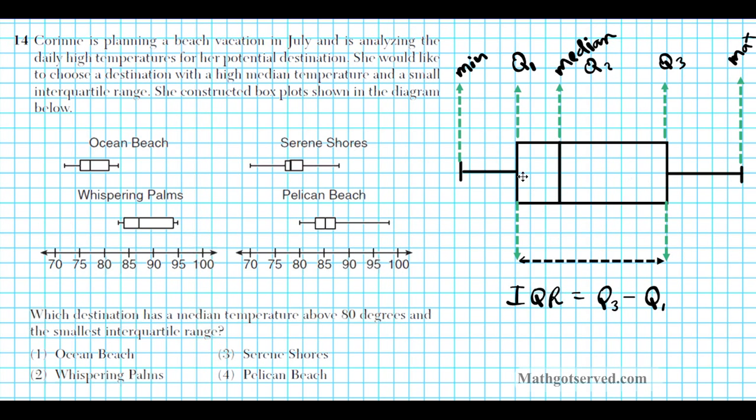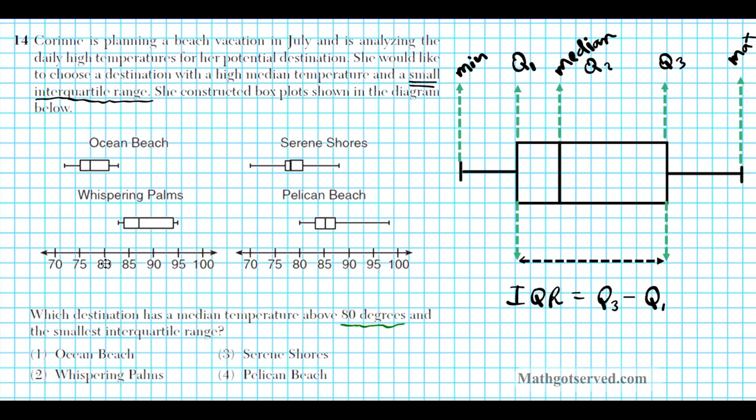The narrower the width of this box here, the smaller your interquartile range. In this problem, we're looking for a small interquartile range. So what are we looking for? We're looking for a narrower box. Okay, so the first condition, though, is for the median temperature to be above 80 degrees.